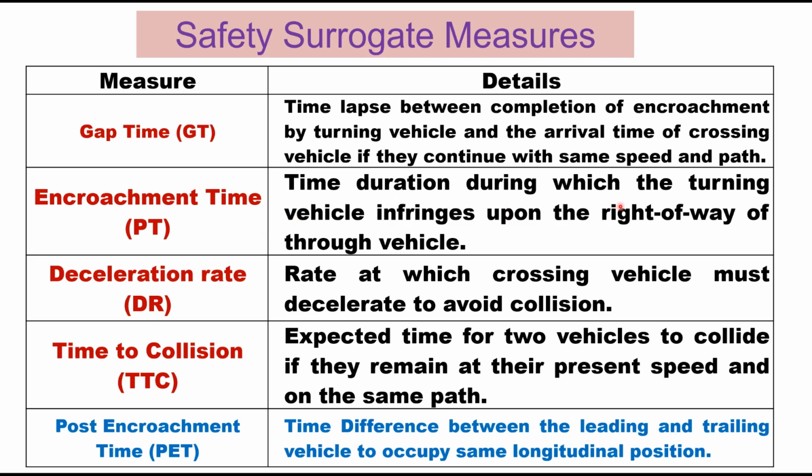Another one is encroachment time: the time duration during which the turning vehicle infringes upon the right of way of the through vehicle. Now, this is replaced by post-encroachment time more conveniently. And that is the time difference between the leading and trailing vehicle to occupy the same longitudinal position. So this definition is more general than this one, which is mainly on intersections. And then there is the deceleration rate at which a crossing vehicle must decelerate to avoid collision, or you can say the rate at which a following vehicle must decelerate to avoid a collision.